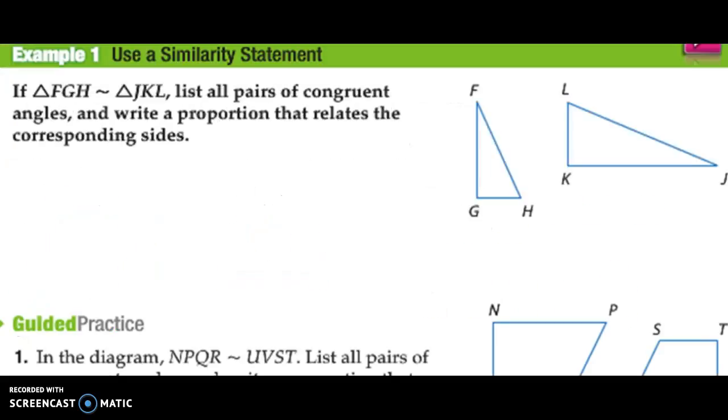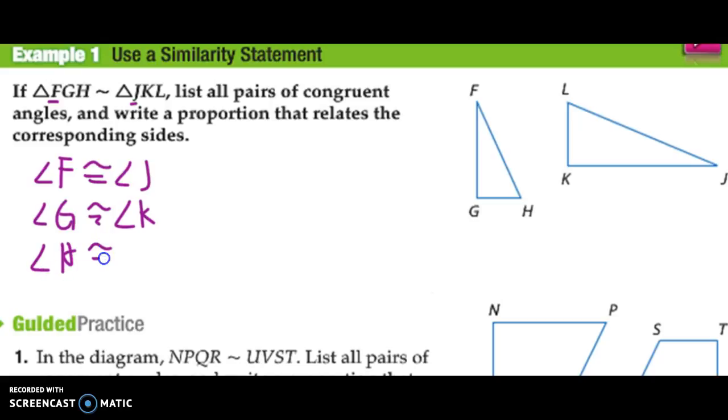Looking at example 1, it says if FGH is similar to JKL, list all the pairs of congruent angles and write a proportion that relates the corresponding sides. Notice F and J are corresponding in the same spot. So angle F is congruent to angle J, angle G is congruent to angle K, and angle H is congruent to angle L.